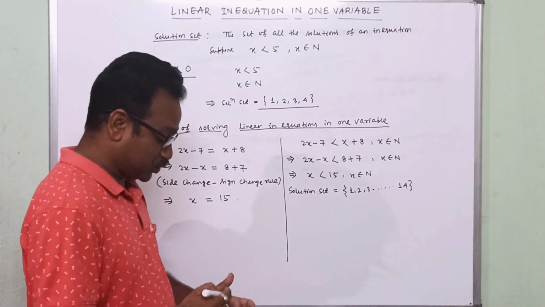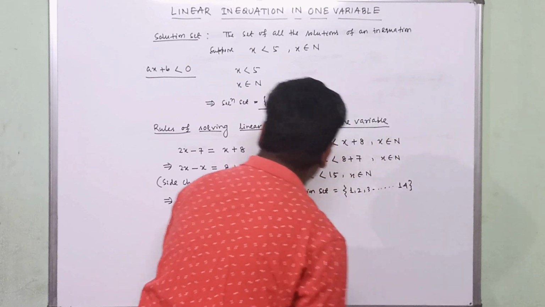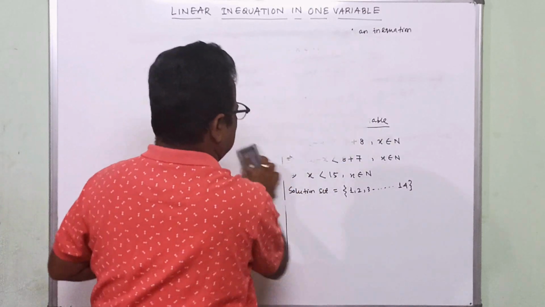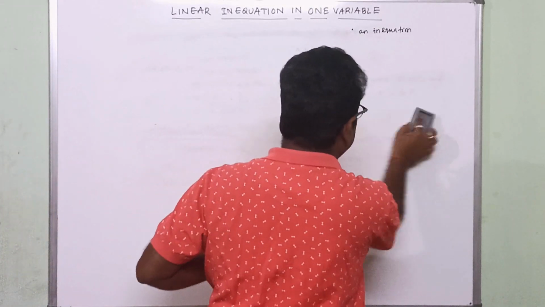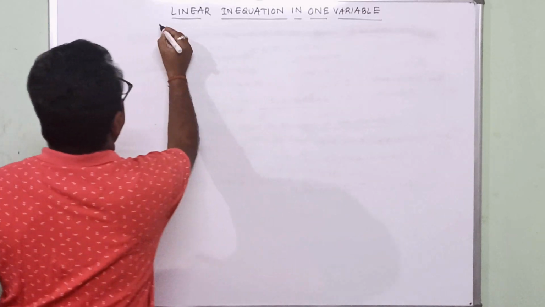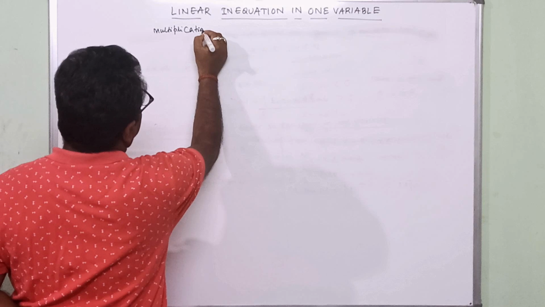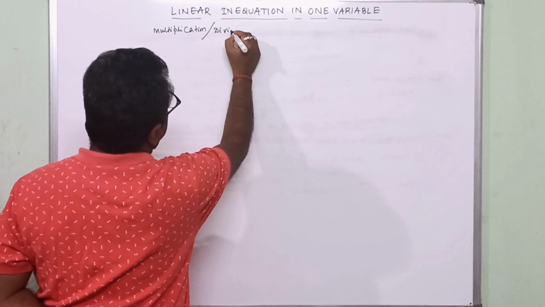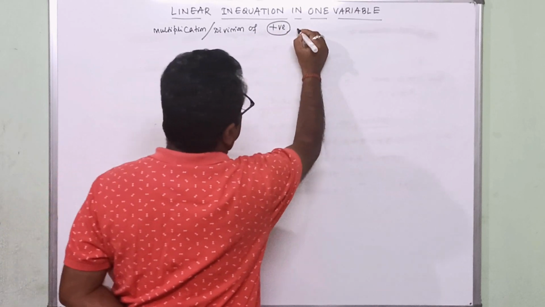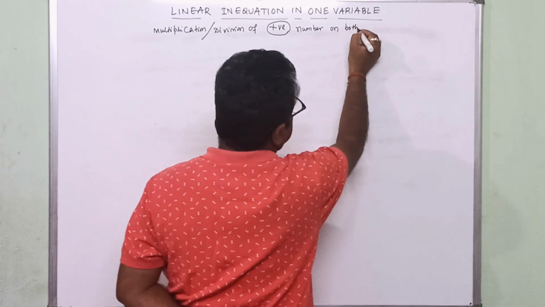Now come to the next rule. The next rule of solving is multiplication and division. Multiplication and division of positive numbers on both sides.